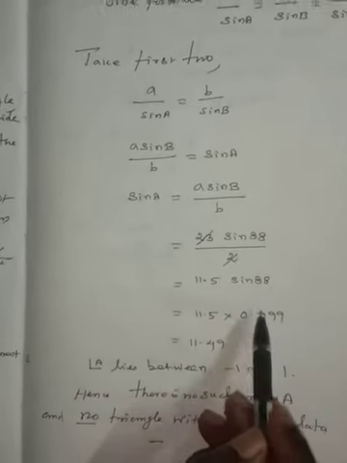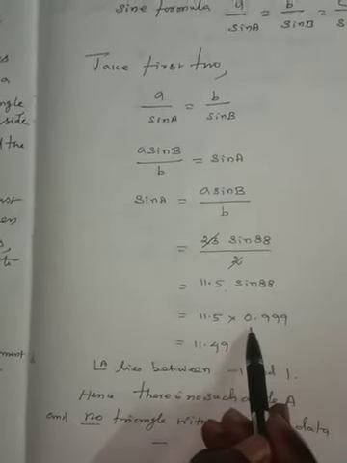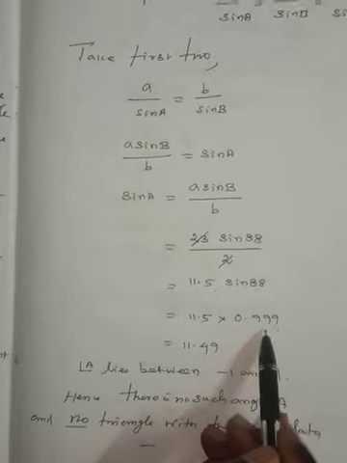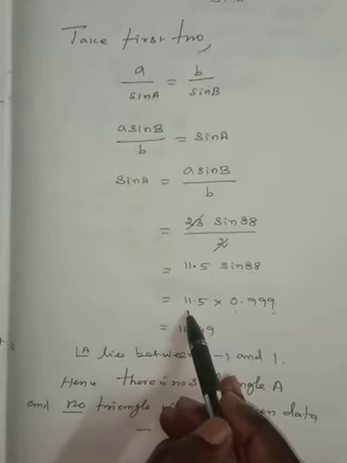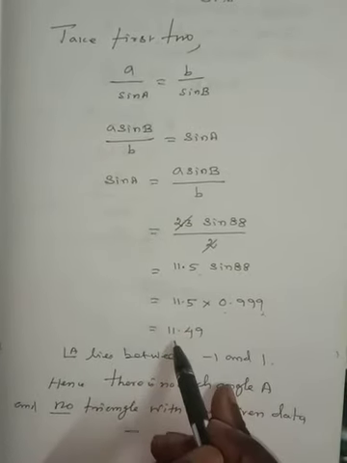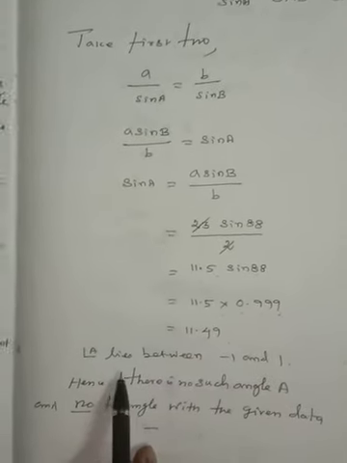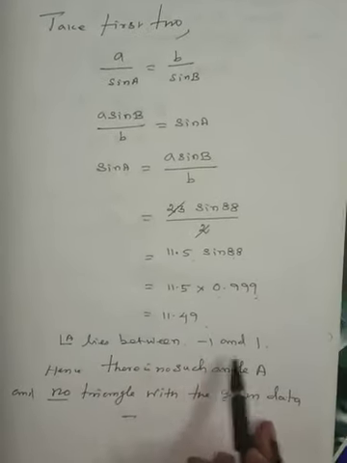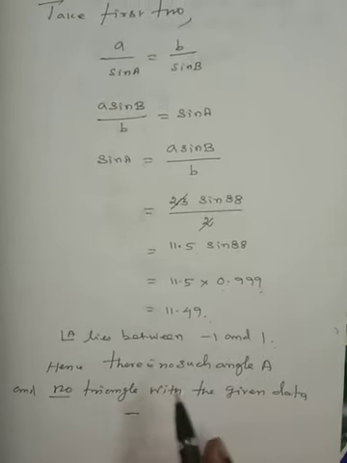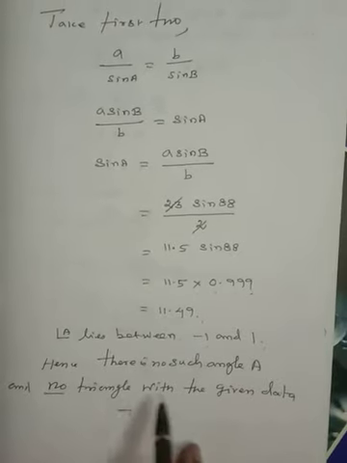Using the table, sin 88 degrees is 0.999. Multiply 0.999 into 11.5, which is 11.49. Sin A lies between -1 and 1, but in this case 11.49 is the answer. Therefore, it is not permissible.